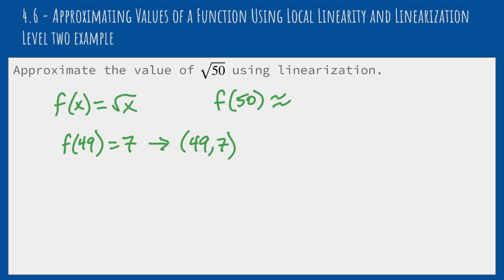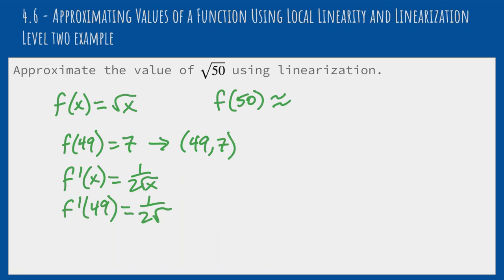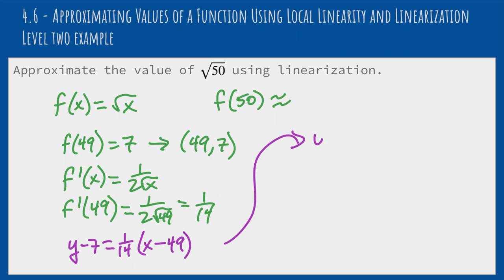So that being said, we're going to find the slope at that point, which is going to require the derivative. And the derivative at 49 is going to be 1 over 2 times the square root of 49, which is 1 over 14. So the equation of the tangent line then is going to be y minus 7 equals 1/14 times x minus 49. Or we could write that as 7 plus 1/14 times x minus 49.